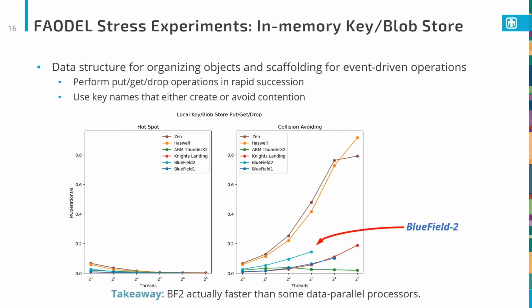In the first plot, we see that all systems drop in performance after a few threads when a user picks key names that lead to hotspots. In contrast, the second plot shows the increase in performance that takes place when a user picks key names that avoid contention. In this test, we see that the Bluefield 2 NICs actually outperformed the ThunderX2 and Knights Landing processors.